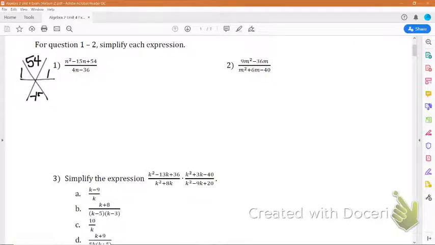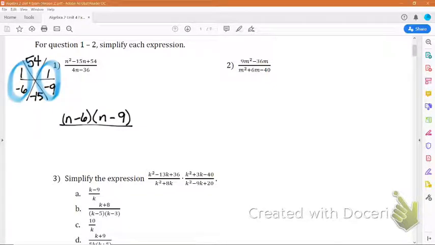So my two numbers that multiply to give me 54 and add to give me negative 15 are negative 6 and negative 9. Look at your two fractions. Can you reduce either one? No. So your numerator turns into n minus 6 and n minus 9.